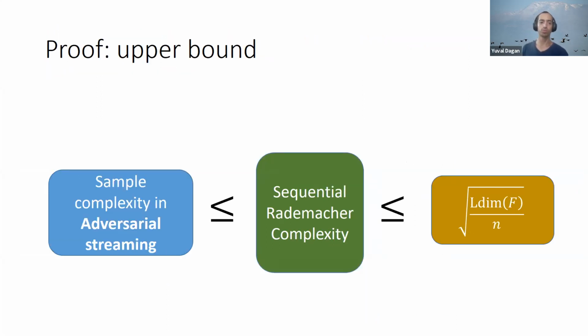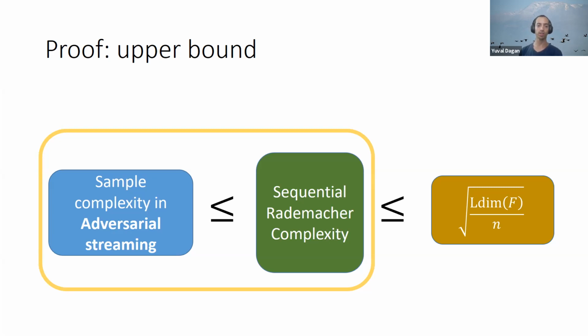Now let me discuss the proof. The first part of the proof is bounding the sample complexity in adversarial sampling by the sequential Rademacher complexity.